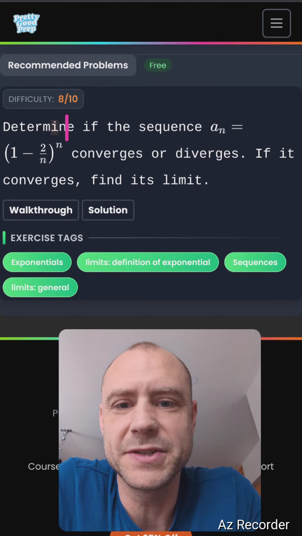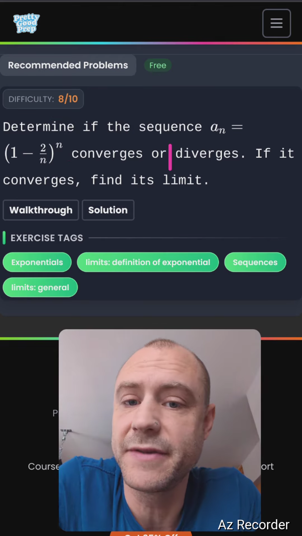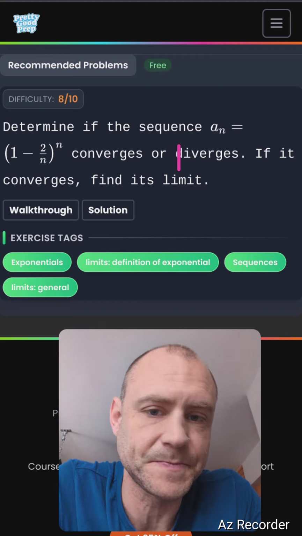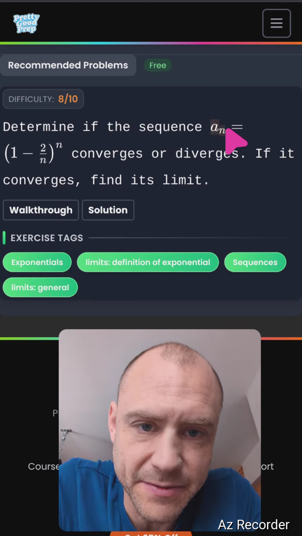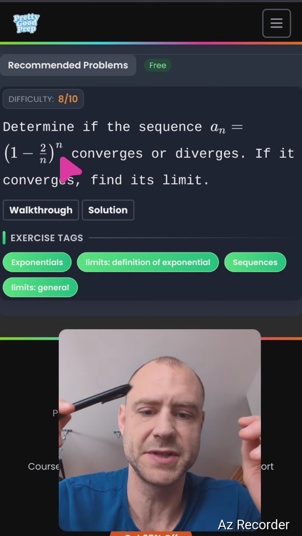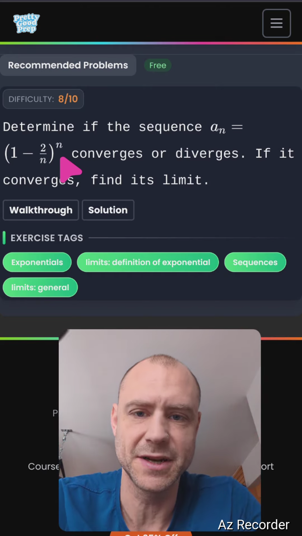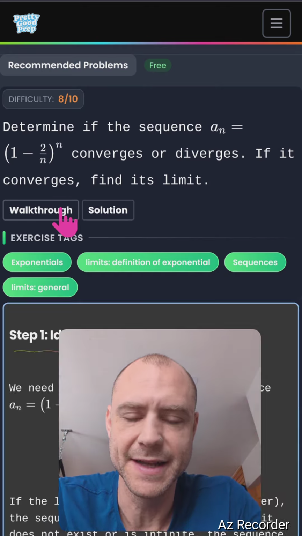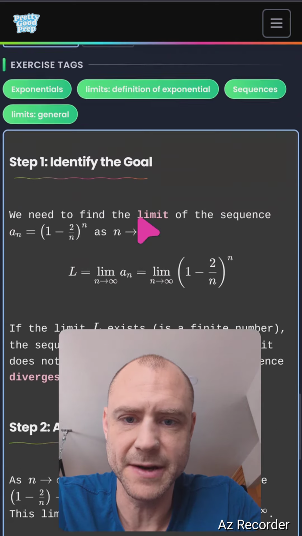So yeah, the question is: determine if the sequence converges or diverges. If it converges, find its limit. Okay, so they want to know the sequence here. So they want to know the actual terms themselves, not the sum of the terms, just the terms themselves. What happens to these terms as n goes off to infinity? So let's just click the walkthrough here.